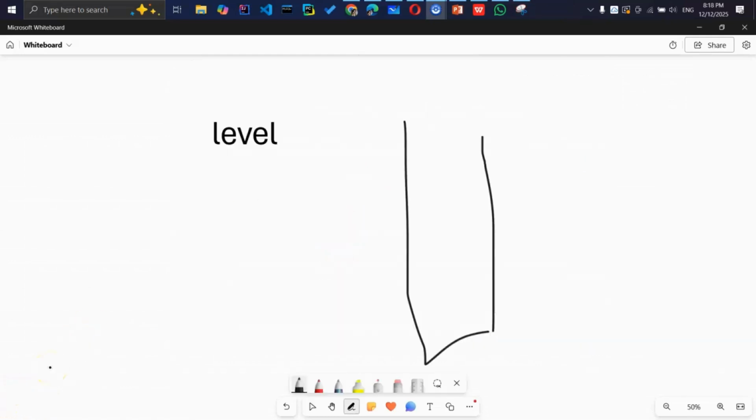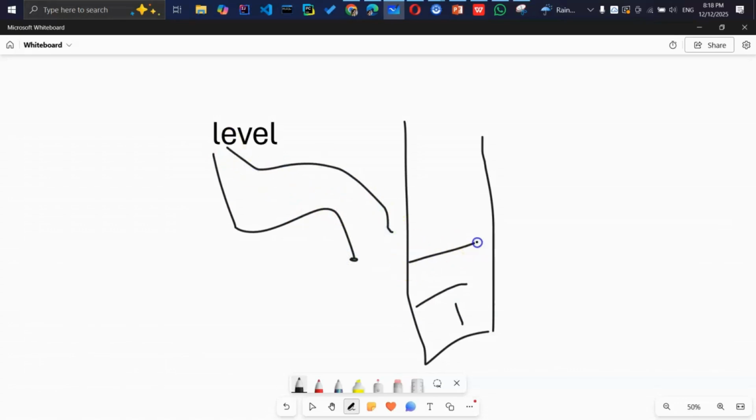Okay. The next stack application is finding palindromes. I take the input string level. Push each character onto the stack like this: L, E, V, E, L. I start from this.